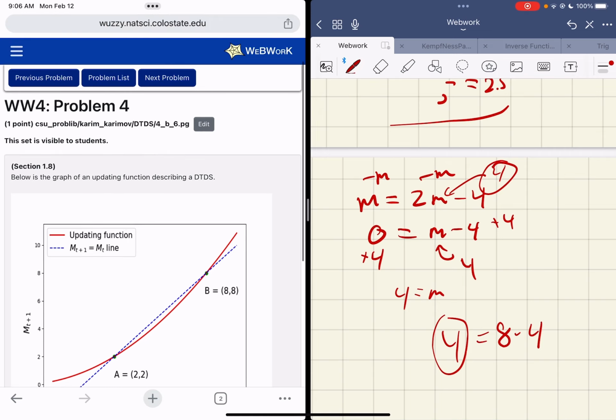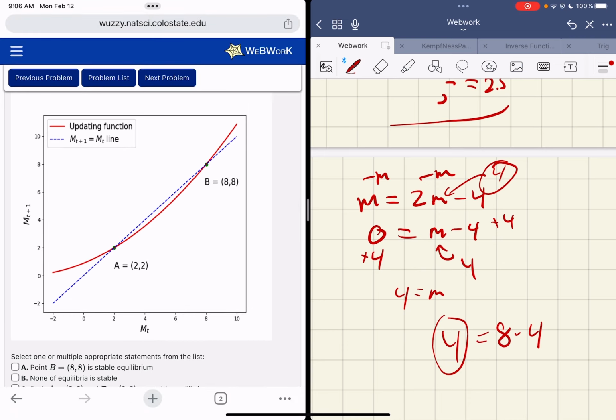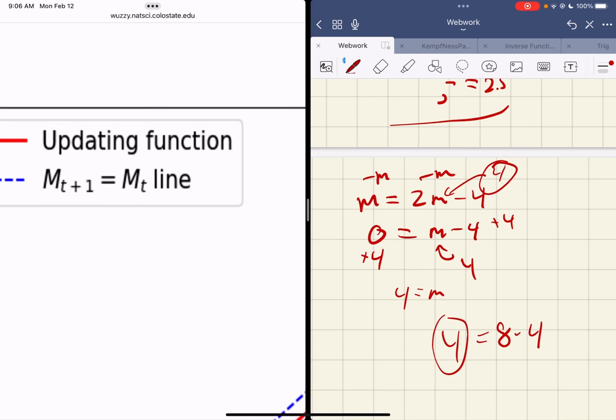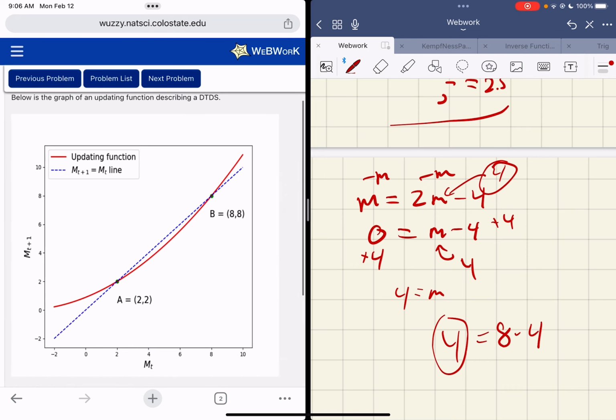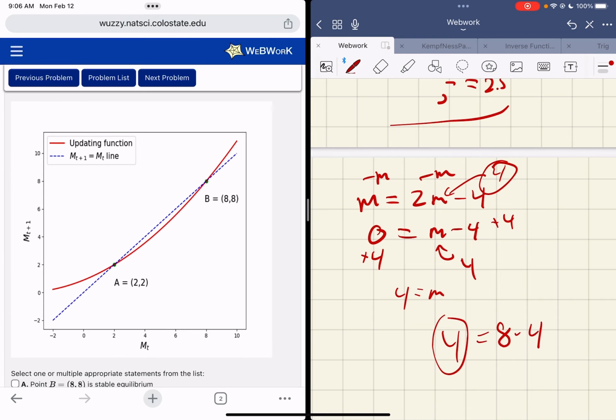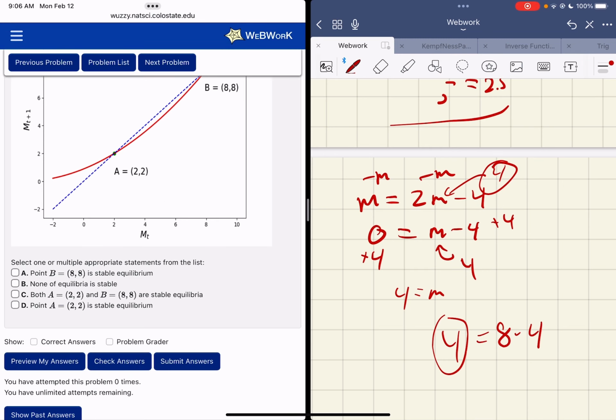All right, so now we have an updating function graphed in red, and then the y equals x line is blue dotted, and I say y equals x, but it really is this, and that's called an equilibrium line. It's when what you put in is the same as what you get out. It's when your measurement at time t is the same as your measurement at time t plus 1. It's when the population this year is the same as population next year. It's when things have equilibrated.